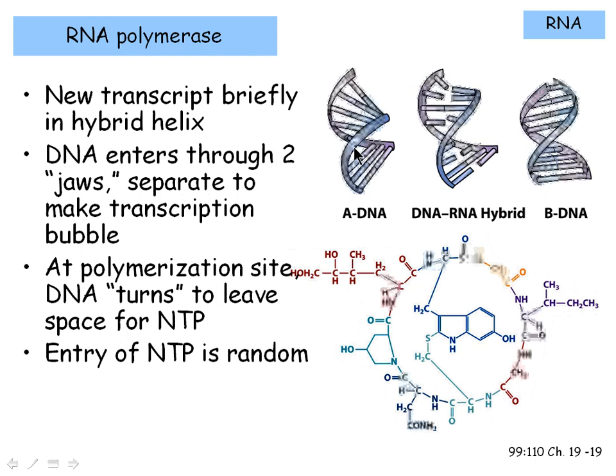DNA enters the polymerase and gets separated so that the two strands are separated from each other. And when they get to the polymerization site, the DNA has to kind of elbow out of the way to make enough room for the nucleotide triphosphates to enter. And the sequence in which nucleotide triphosphates enter the polymerase is random. There's no selectivity at that point in the process. It just keeps trying one until one is the right one.